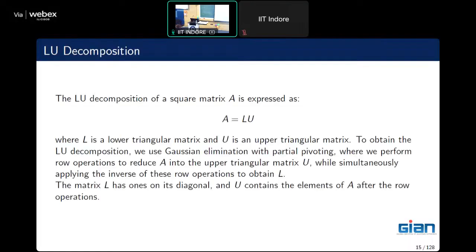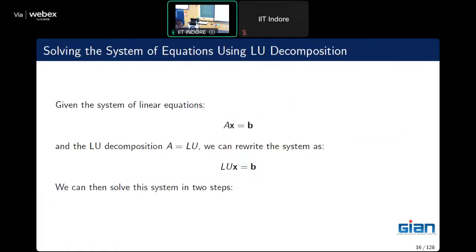Okay, so LU decomposition says that a square matrix A is expressed as A equal to LU, where L is a lower triangular matrix and U is an upper triangular matrix. Sometimes in LU decomposition, L is a unit lower triangular matrix, where the diagonal entries are 1, 1, 1. Okay. Now you see how we are solving this.